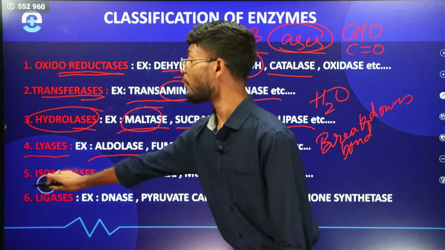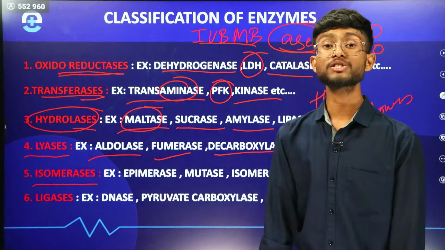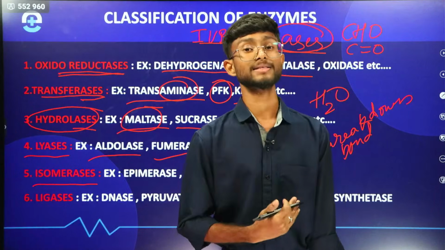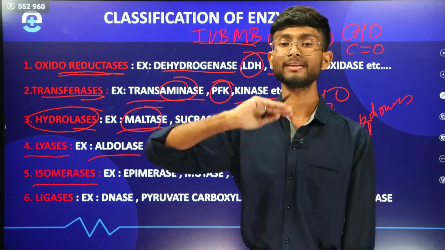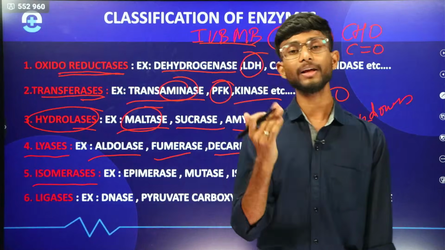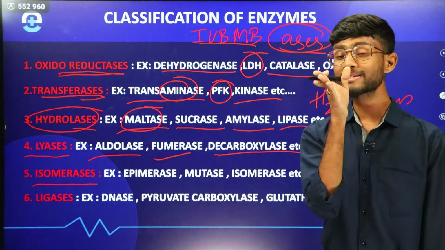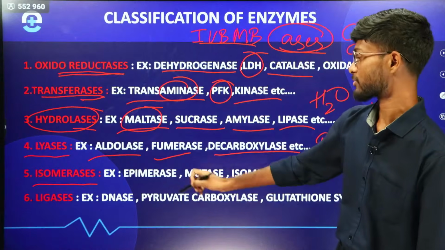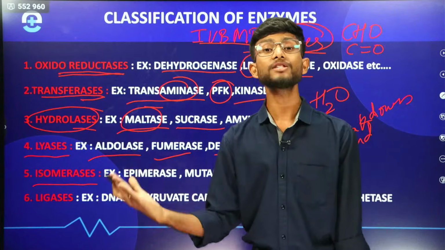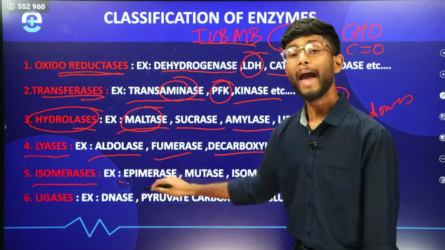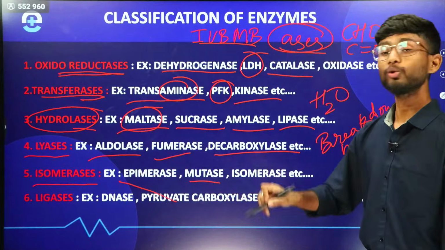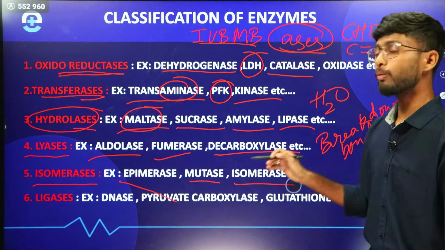And isomerases. What do you mean by isomerases? Isomerases means it is shifting the molecules. It's shifting the hydrocarbons, changing the carbon atoms, that is isomers. For example, epimerase enzyme, mutase enzyme, and isomerase enzyme.